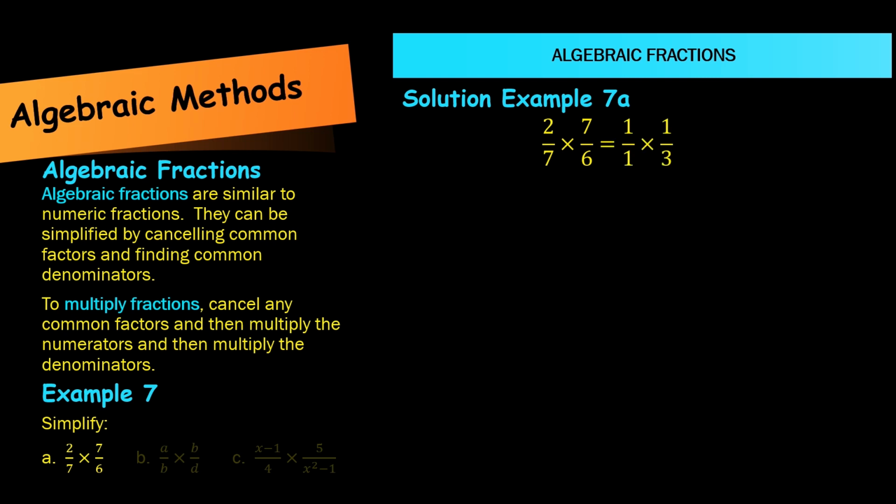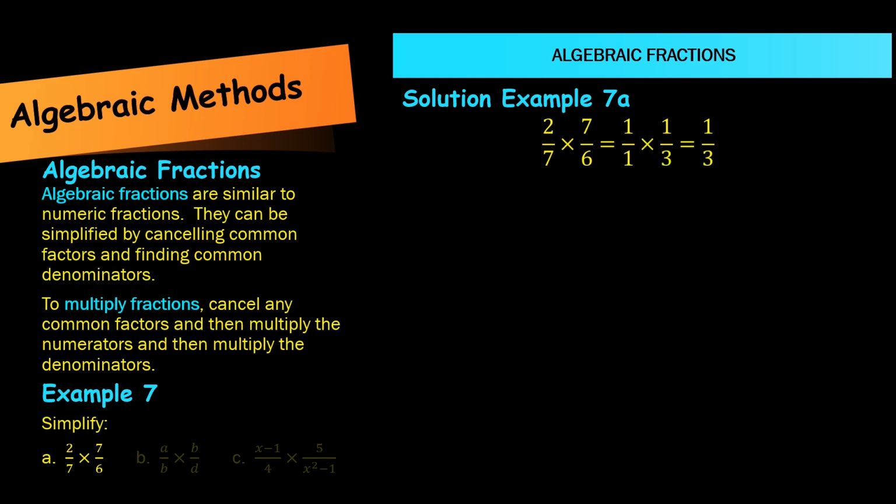This can be rewritten by cancelling the 7s as shown, and by cancelling the 2 and the 6 to 1 and 3 as shown. And then multiplying gives 1 times 1 is 1 over 1 times 3 is 3.